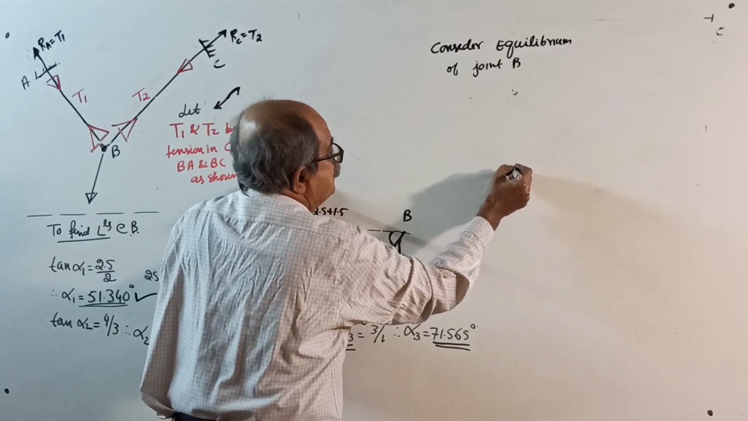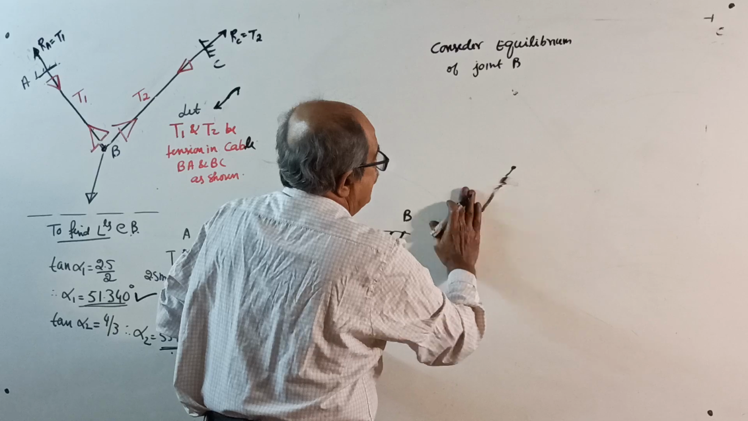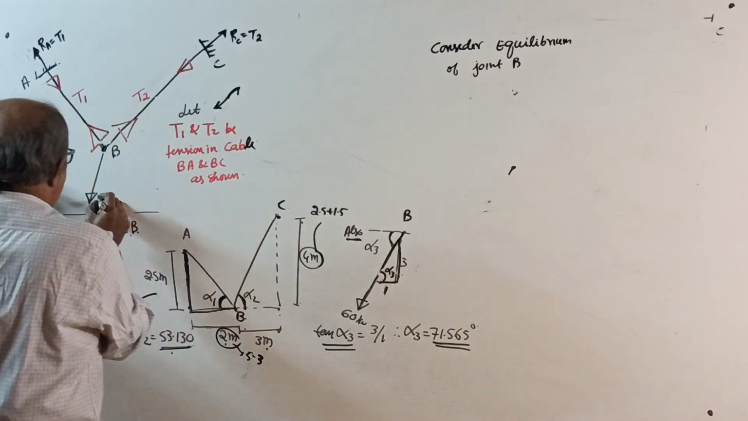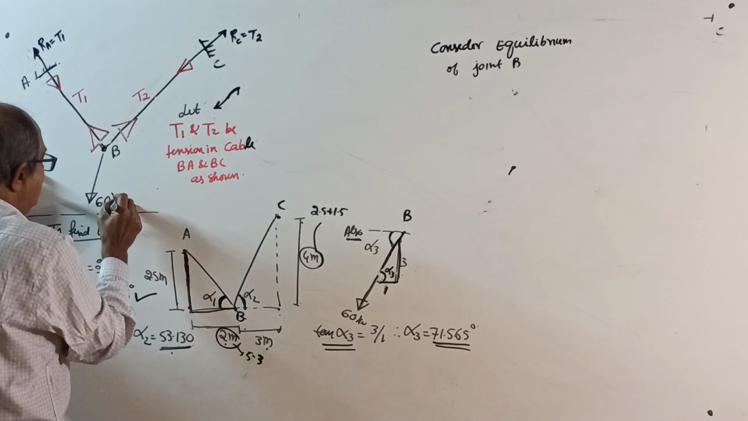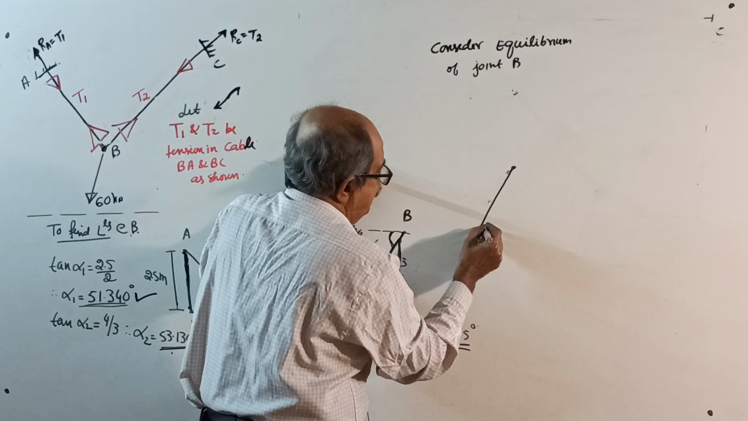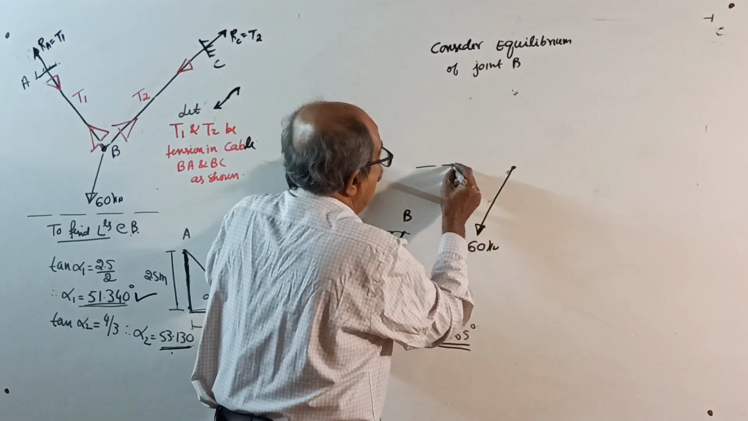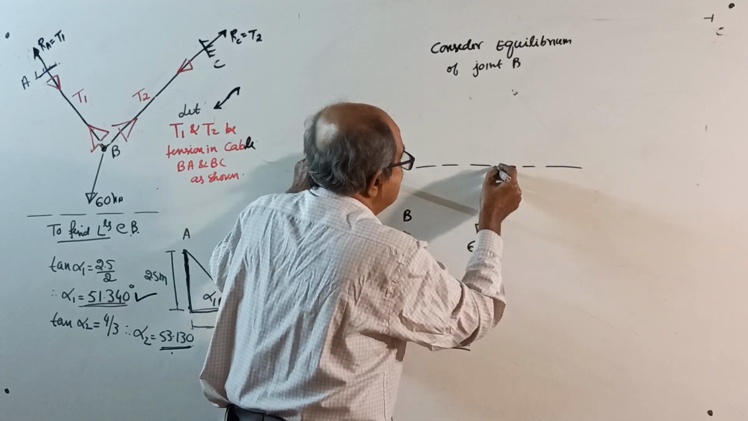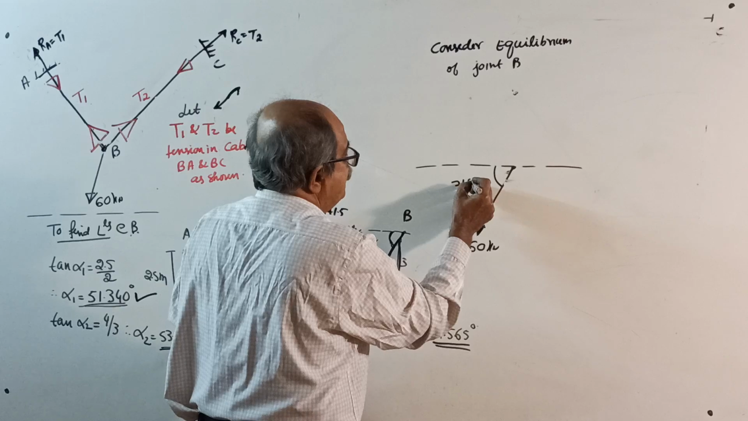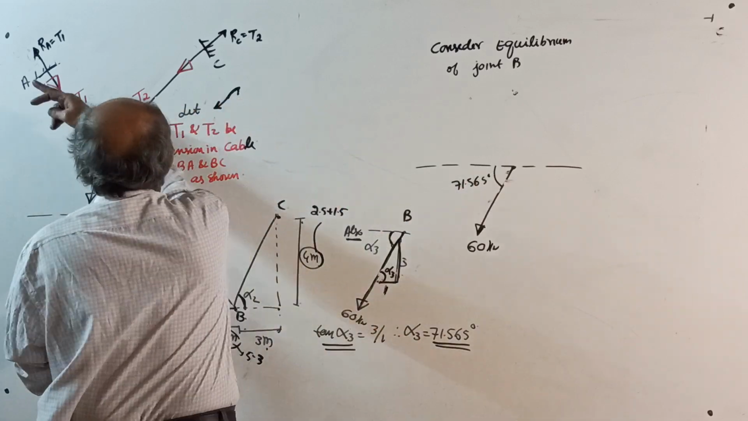One force goes this way. Oh, I forgot the force. Oh yes, I rubbed it. Luckily I saw it here. I should write here how much it is. It is 60 kilonewton. Okay. One force goes this way, 60 kilonewton. If I draw a horizontal line here, this angle is 71.565 degrees. Okay, done.